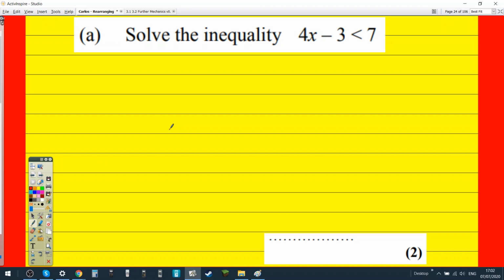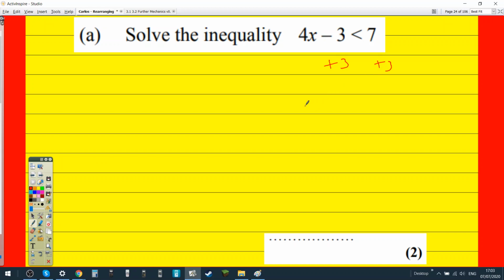Is x 7? What times something minus 3? So it might have a fraction answer. So I'd start by adding 3 to both sides. Okay. So is it 4 times 2.5? Or is x 2.5? Might be.